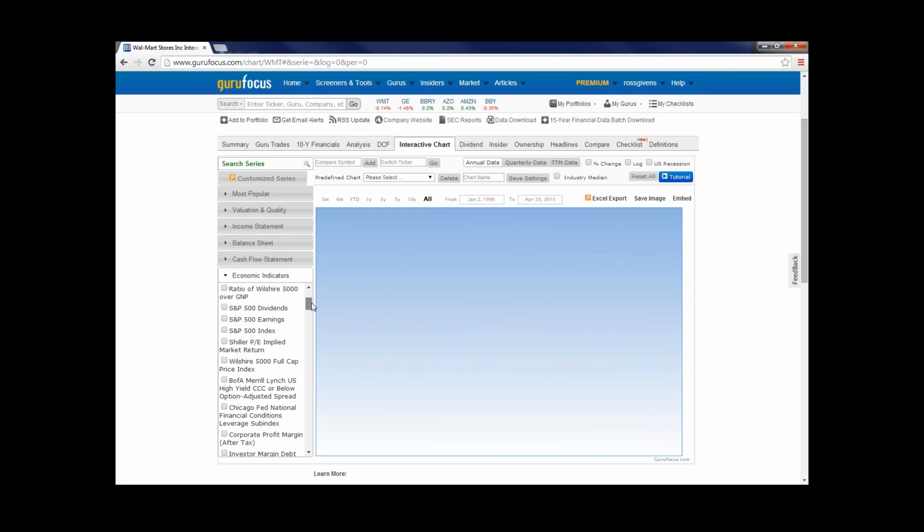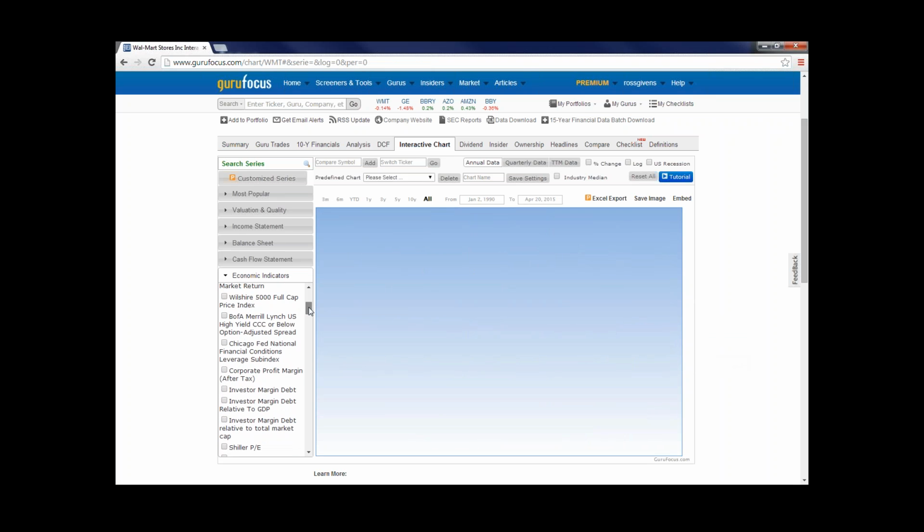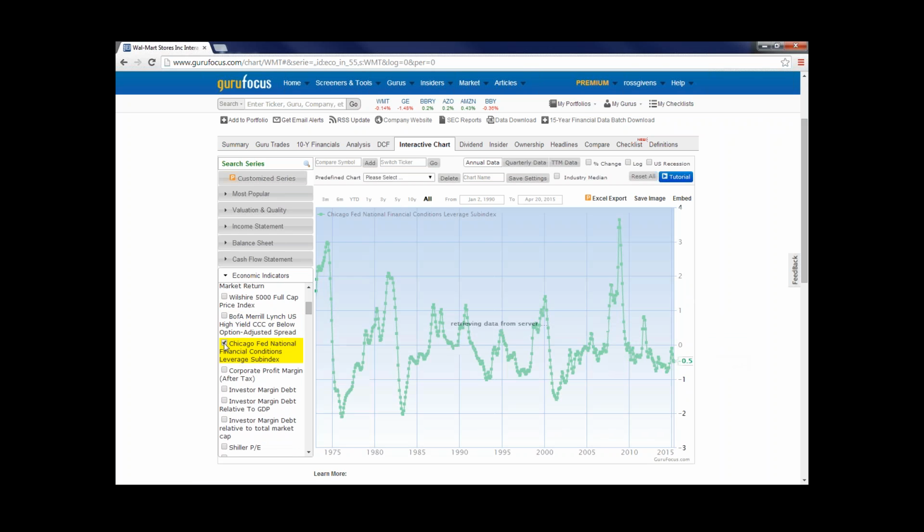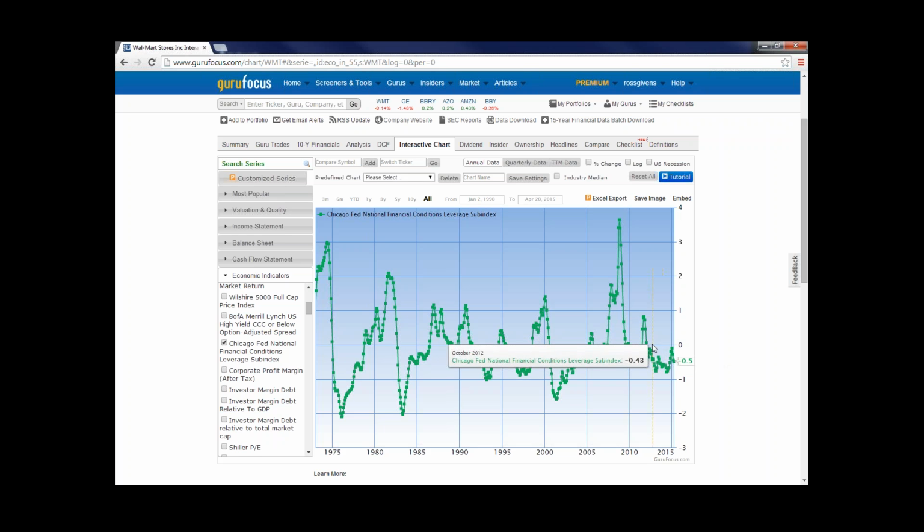Another is this one right here, the Chicago Fed National Financial Conditions Leverage Subindex. It's a mouthful. But essentially, what this shows us is the looseness or tightness of money flow in the U.S. capital markets. Now, 0 is kind of a baseline, so anything below 0 is said to be loose. Anything above zero is said to be kind of tighter money conditions.